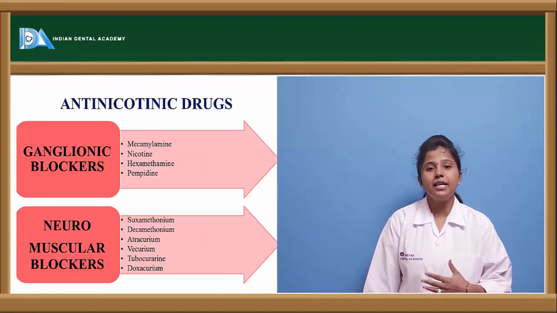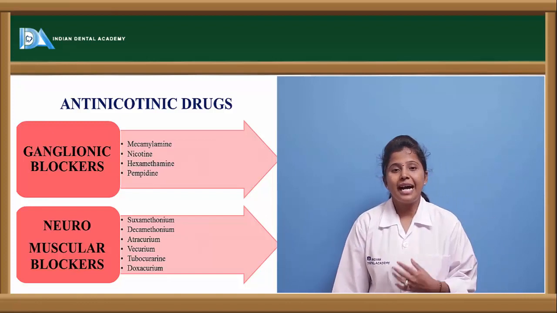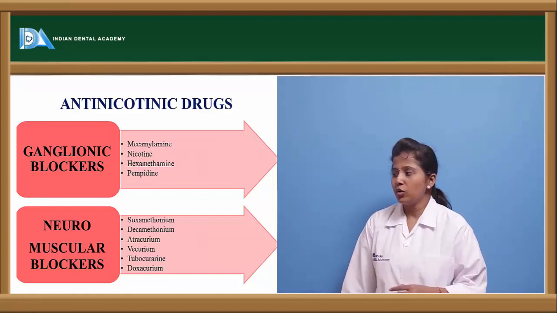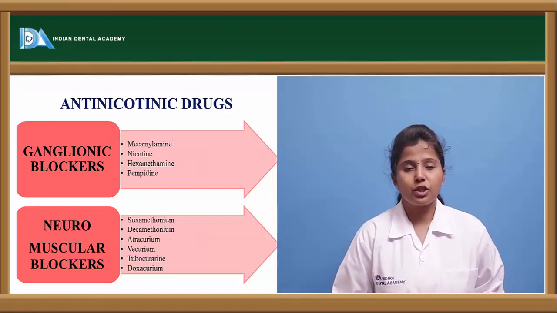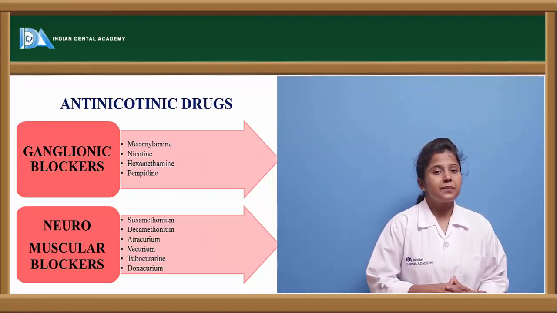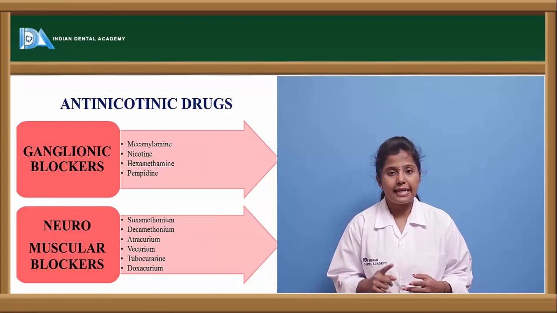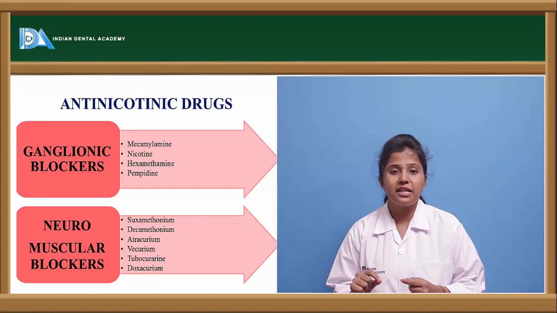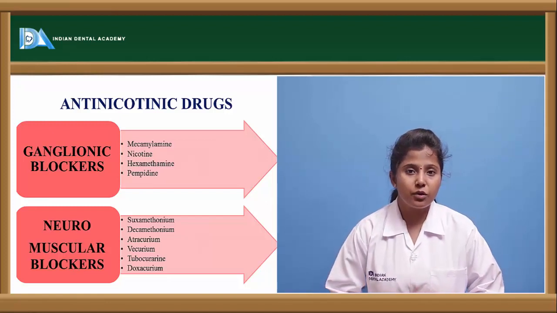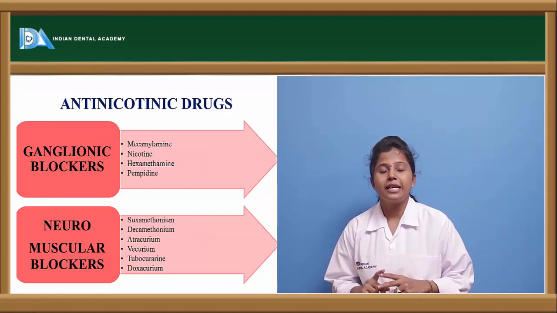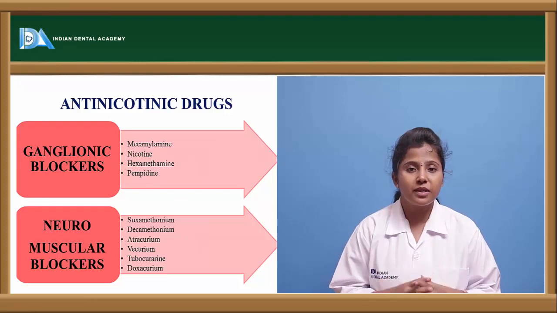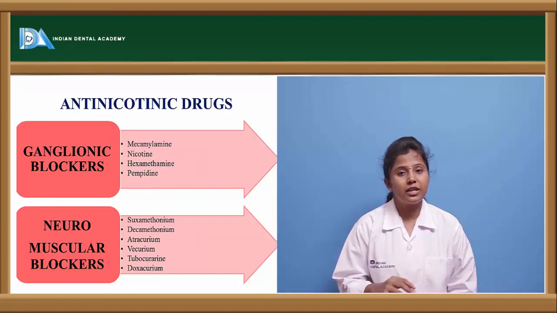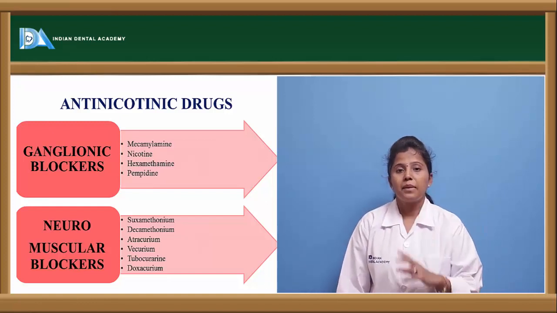Let us see the anti-nicotinic drugs. The anti-nicotinic drugs are further classified as ganglionic blockers and neuromuscular blockers. Why is this classification based on? The nicotinic receptors are of two types, NN and NM. The subscript indicates the location of these nicotinic receptors. NN indicates the nicotinic receptors at the ganglia, and NM are the nicotinic receptors which are present at the neuromuscular junction.